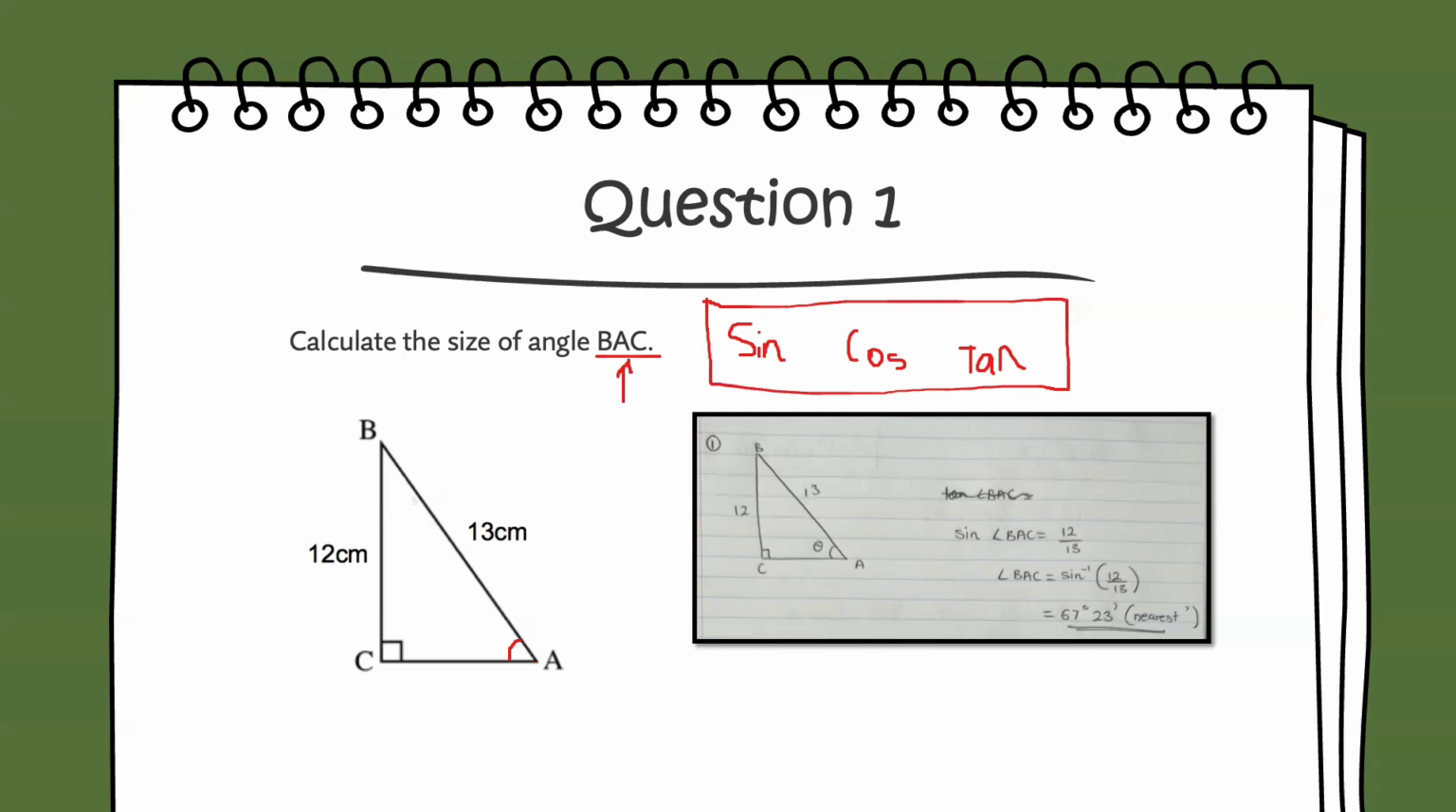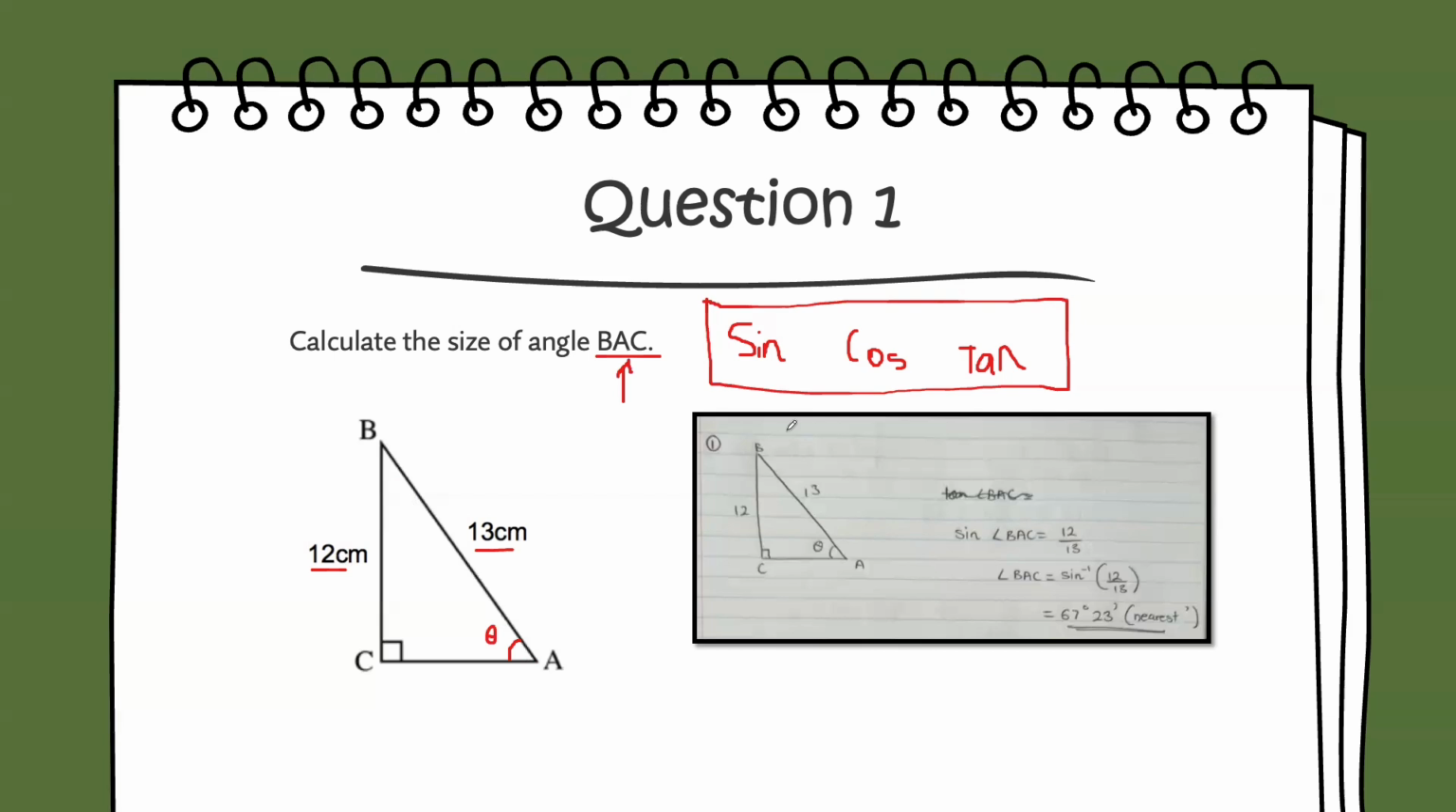I'm just going to call that angle theta, right? Theta is just the symbol we usually use to denote an unknown angle that we're trying to find. It just looks like a zero with a sort of curvy line inside it. Now what we're given is BC is equal to 12, and AB is equal to 13. Now, we can't use Pythagoras, because Pythagoras only helps us to find the length of a side. So what we need to use is one of these trig ratios.